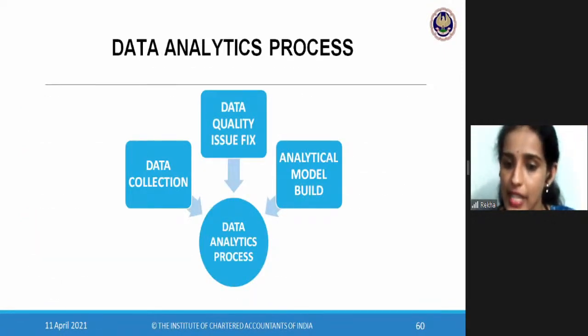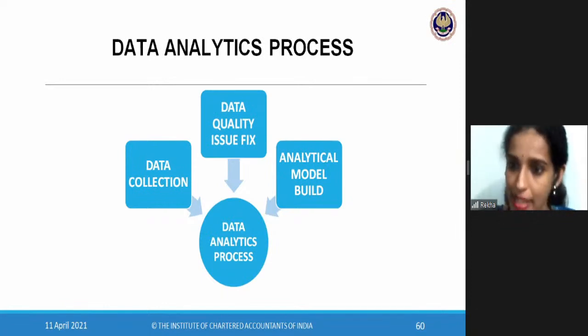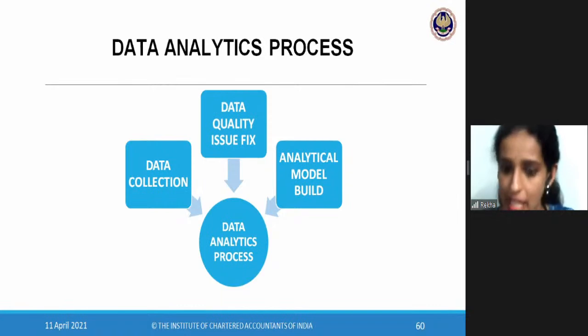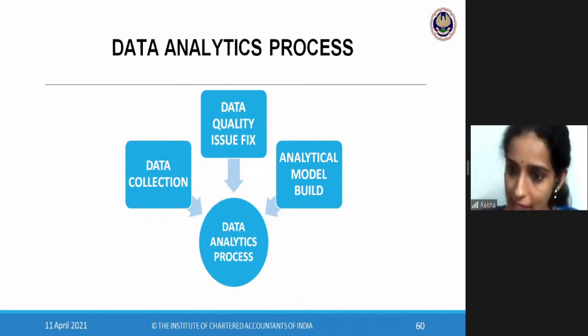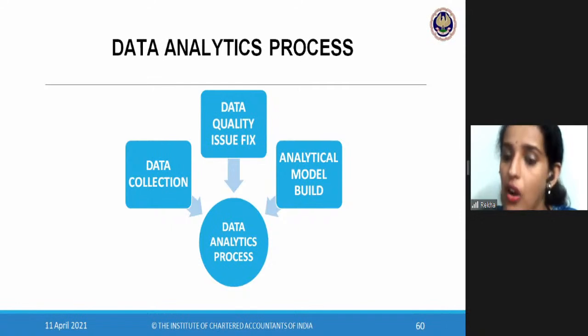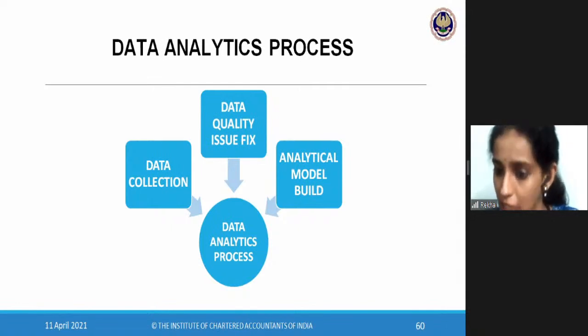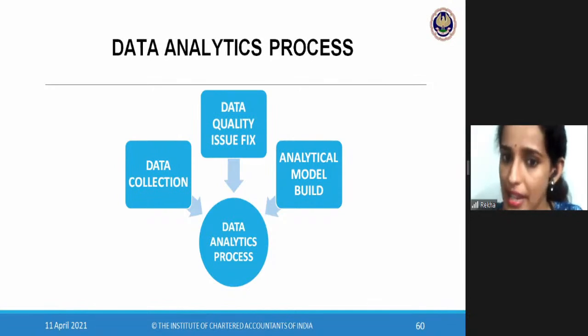So, the data analytics process, what I told you: collecting the data. You have a huge dump of data, collected from different sources. It could be from text, from Excel, from a database, or from a hard disk. You collect the data, then clean the data, that is, fix the quality issues, such as removing duplicates, sorting, and filtering. Finally, you build a model in such a way that you can create a report out of it. This entire process comes under data analytics.